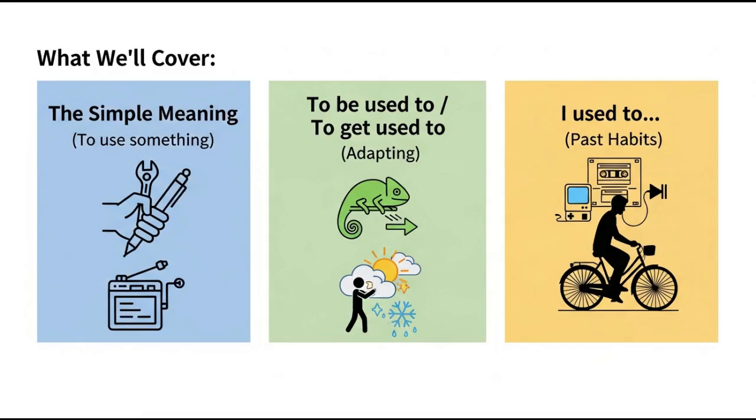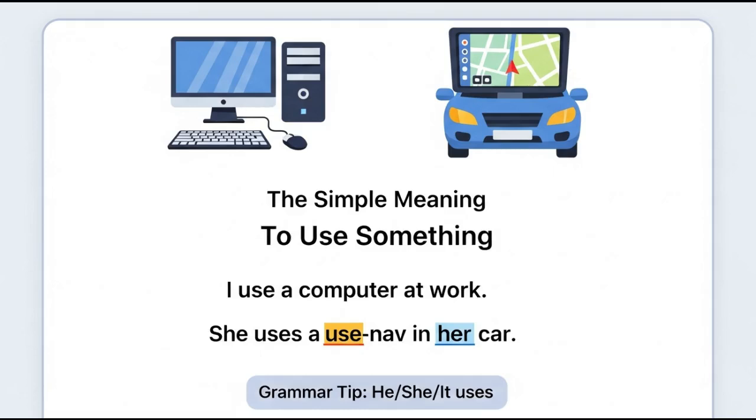Okay, let's just start with the simple meaning. Right, to use something, the simple meaning. I use a computer at work. Okay, I have a computer on my desk. I use it. It's part of my job to use the computer.